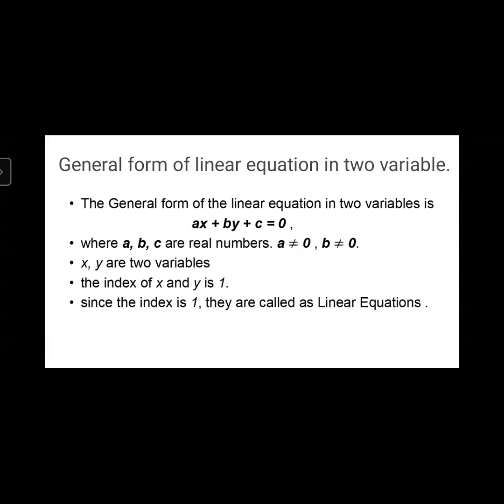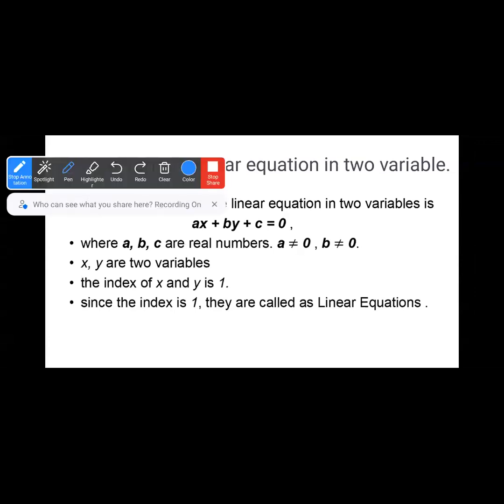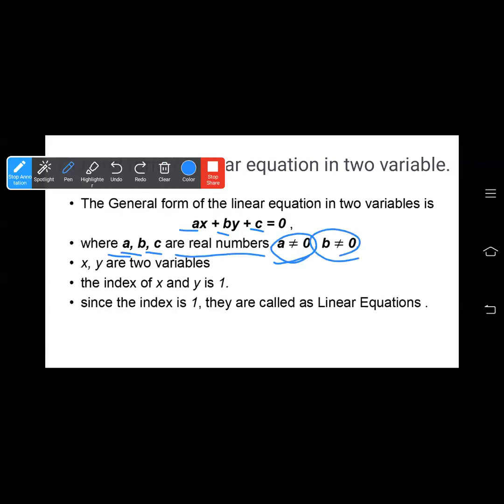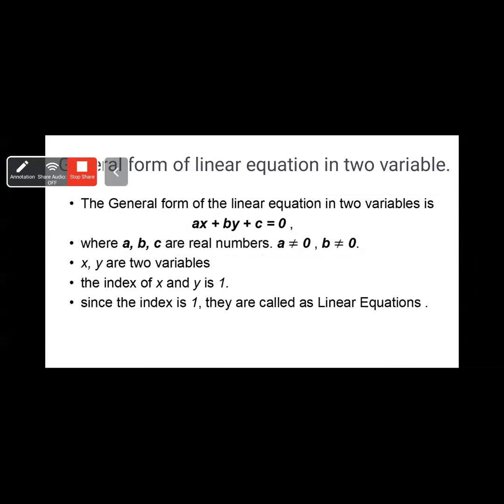Now we'll see the general form of linear equations. The general form of a linear equation in two variables is ax plus by plus c is equal to 0. Here x and y are the two variables, and a, b, c are constants. But a, b, c are real numbers where a should not be equal to 0 and b should not be equal to 0. Otherwise, it will become a linear equation in one variable.